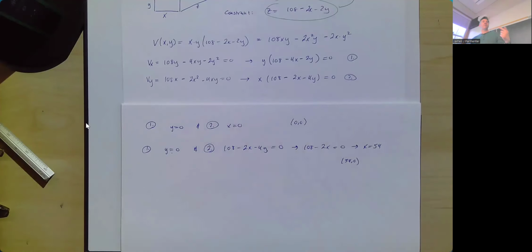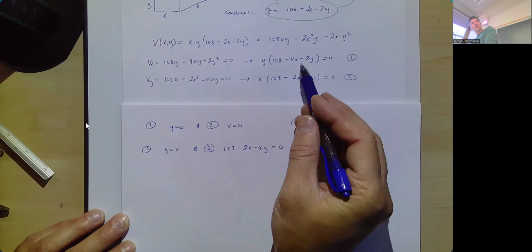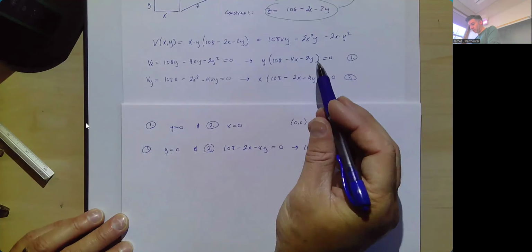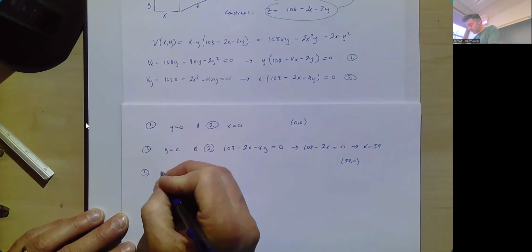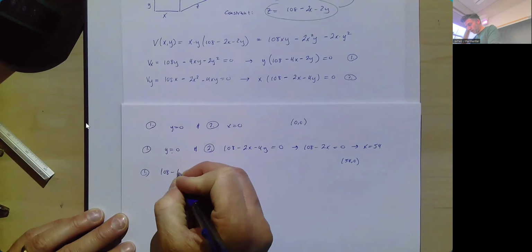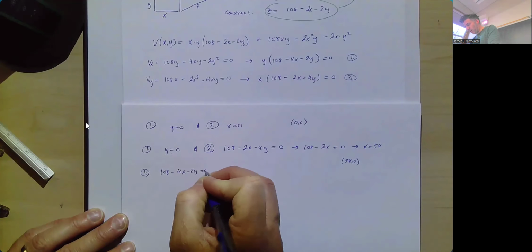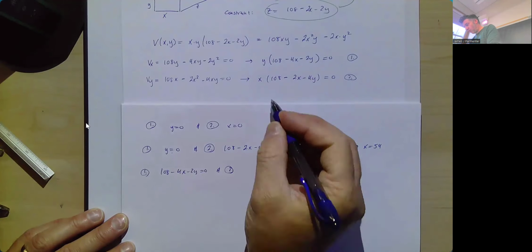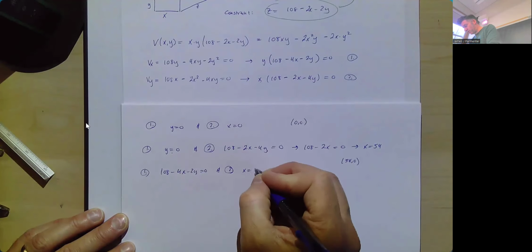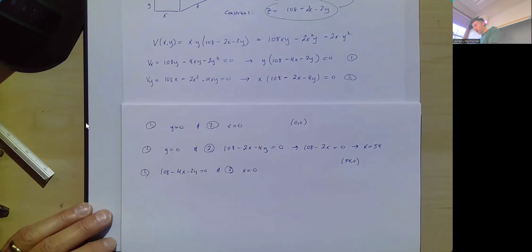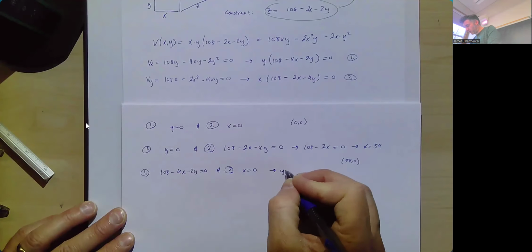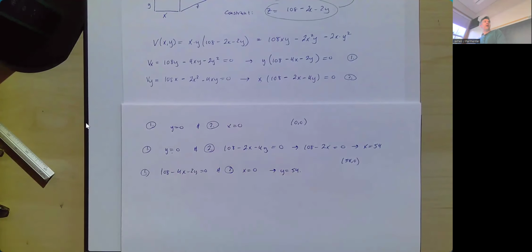Now, based on what I said before, if 54, 0 is a critical point, we would also expect 0, 54 to be a critical point, and it is. If you look at setting the other factor in equation 1, 108 minus 4x minus 2y, equal to 0, and x equal to 0 in equation 2, then you would end up getting y equal to 54. In the same way we just got x equal to 54 in the previous one.